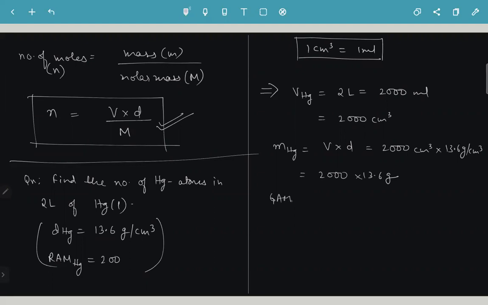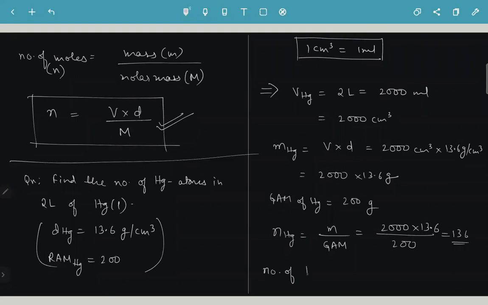The gram atomic mass of mercury will be numerically the same as relative atomic mass, that is equal to 200 grams. Now we'll get number of moles of mercury is mass upon gram atomic mass. Mass is 2000 into 13.6. Gram atomic mass is 200. This is equal to 136. We have 136 moles of mercury. Now we will get number of mercury atoms. Number of moles into Avogadro's number. The number of mercury atoms is 136 Na. Is this clear?